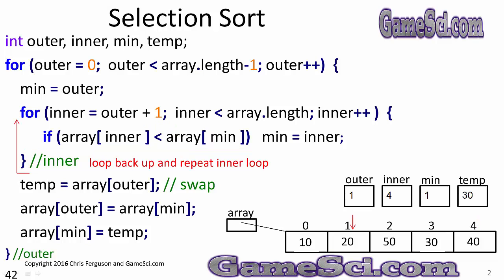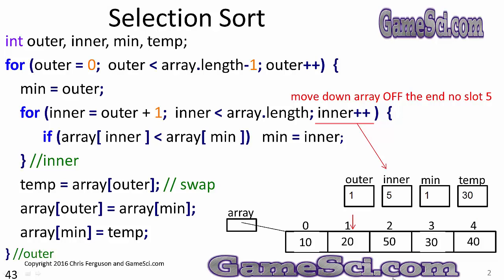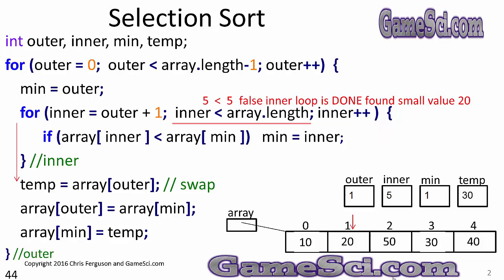the inner loop. Inner plus plus sends us to 5. We're going to move down the array. Off the end of the array, there is no slot 5 in this array. Since there is no slot 5 in the array, when we check inner less than array sub length, 5 less than 5 is clearly a false statement. The inner loop is done. It's time to exit the inner loop. We've found the smallest value. We've scanned down the data and we've determined 20 at position min is the smallest value.